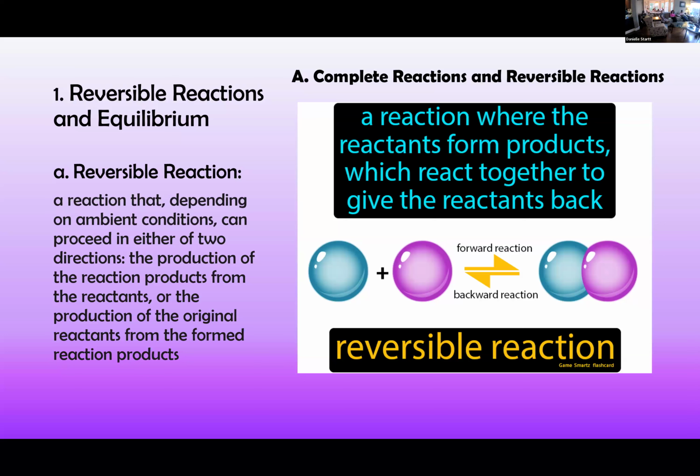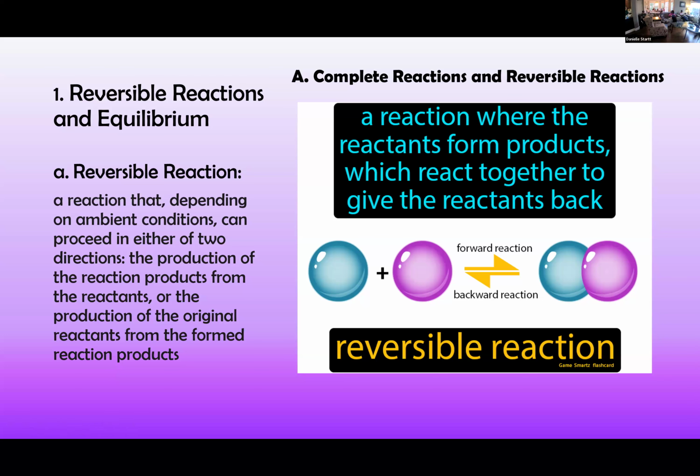So moving on, complete reactions and reversible reactions. Reversible reactions in equilibrium. So what is a reversible reaction? Caitlin? A chemical reaction in which the products re-form the original reactants. There you go. Okay, so it's a reaction depending on ambient conditions, ambient meaning your pressure, your temperature, right? Your concentration, that can proceed in either of two directions. The production of the reaction products from the reactants, or the production of the original reactants formed from the reaction products. So it can go forward and backward, which we saw today in class.